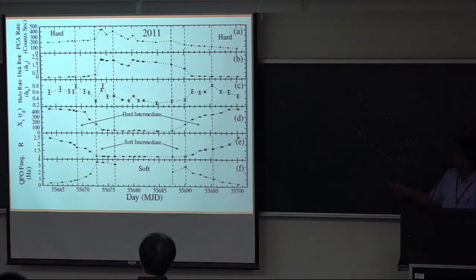So this is another case. This is the 2011 outburst, another outburst of the same object, and we used the same normalization, remember? Normalization is not a big deal. Here you can see the accretion rate again started going up. The accretion of the disk picks up much later compared to the halo, and the shock location goes down, the shock strength goes down, and the QPO frequency goes up beautifully.